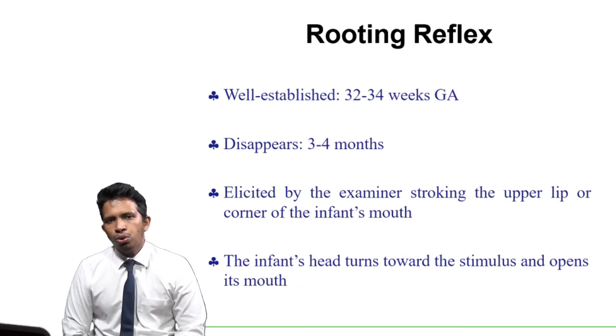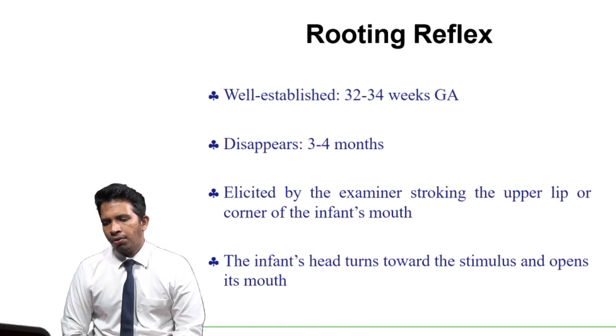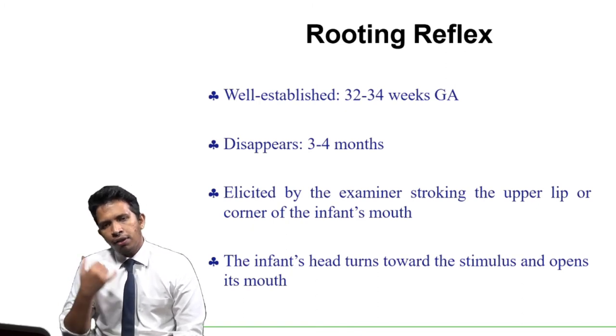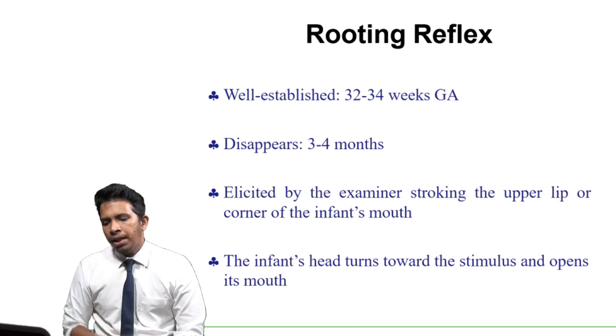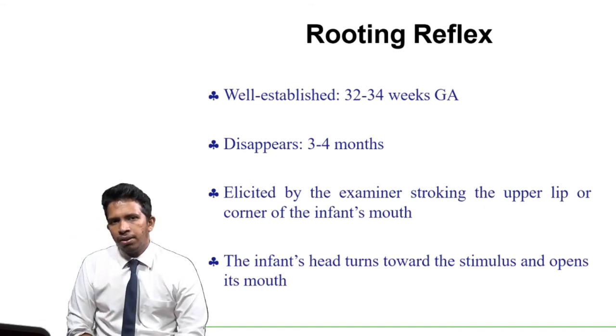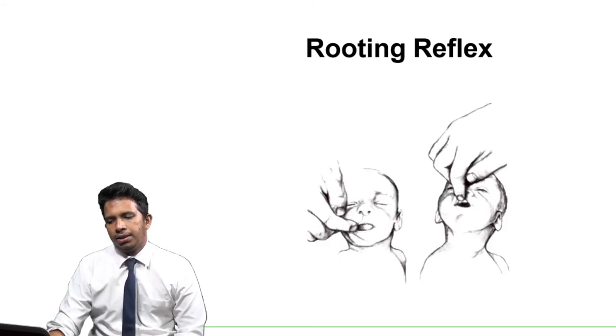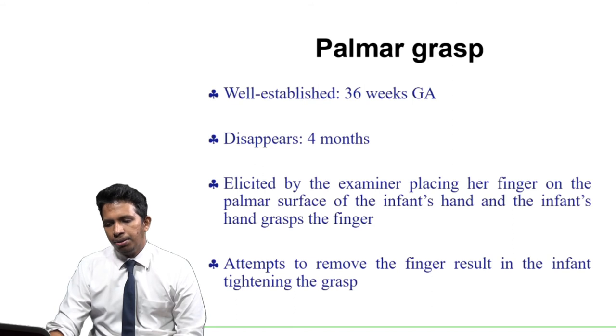Then we have the rooting reflex. This is well established after 32 to 34 weeks of gestation and disappears at 3 to 4 months. Here, if we stroke the corner of the upper lip, the child's head will turn towards the stimulus and open its mouth. If we stroke from the side, the child will slowly turn his head and open his mouth towards the stimulus. There you go.